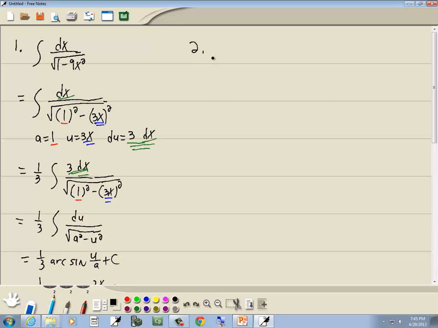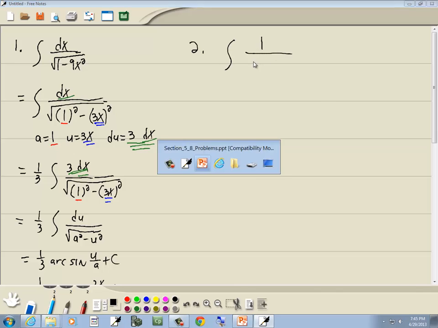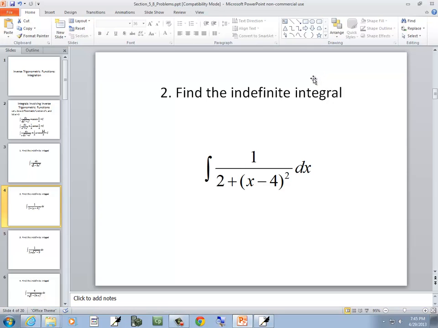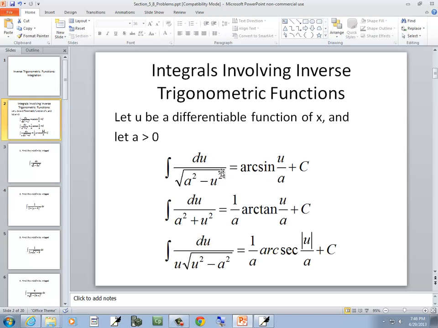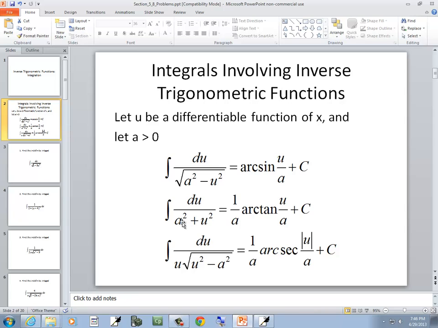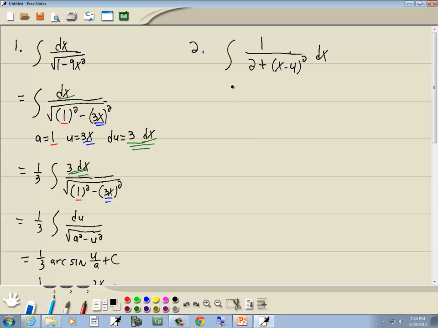Go ahead and work my second problem here. We've got the integral of 1 over 2 plus x minus 4 squared dx. If I come over here and try to match up against one of these formulas, the first one and third one have square roots in them. I don't have a square root. So I'm going to try to rewrite it as the second one. So we want a squared plus u squared in the denominator. Well, I can rewrite this as something squared plus, and this is already squared, so that works out very well.